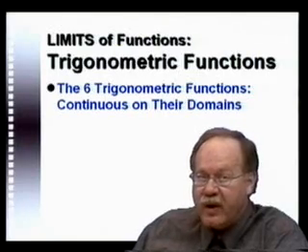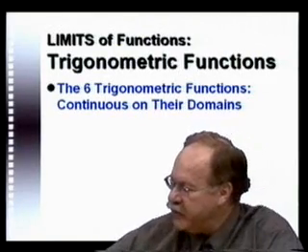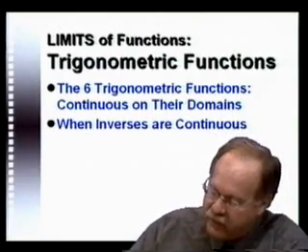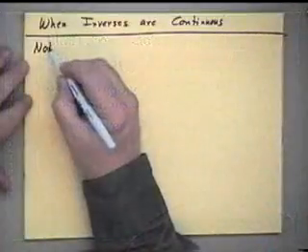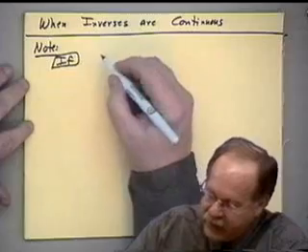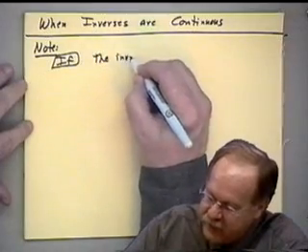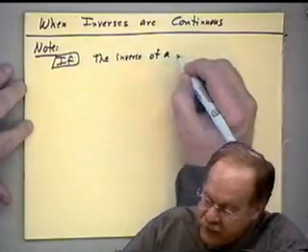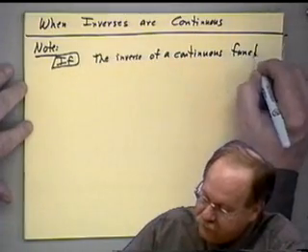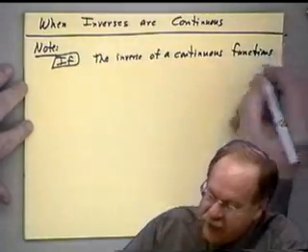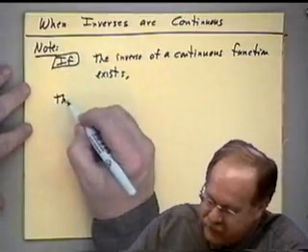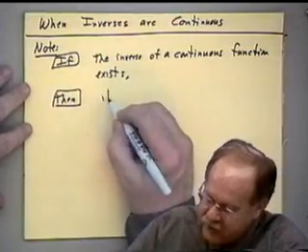Now we'll ask the question, when are inverses continuous? We're introducing this here because we'll be using it later. So the question is, when are inverses continuous? And here is the note I want to make, and I'll write it in the form of an if-then statement. If the inverse of a continuous function exists, so you're guaranteed to have a function that has an inverse, if that exists, then it too is continuous.